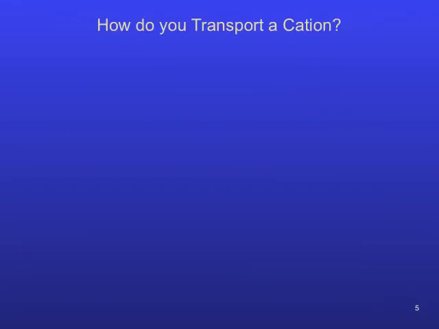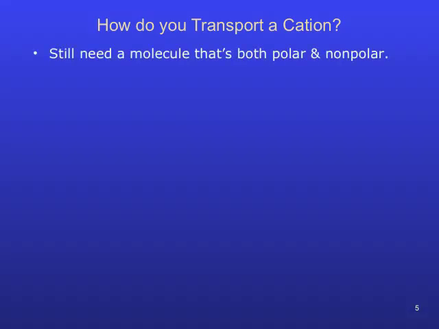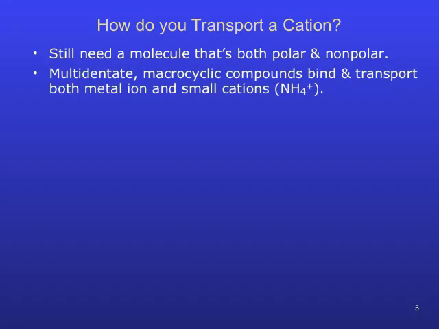If quaternary ammonium or phosphonium salts transport anions, how are cations carried from an aqueous phase into an organic one? The structural requirements of a PTC for a cation are still the same. It must have both polar and nonpolar characteristics. PTCs that are effective for cations are compounds that are multidentate and macrocyclic.